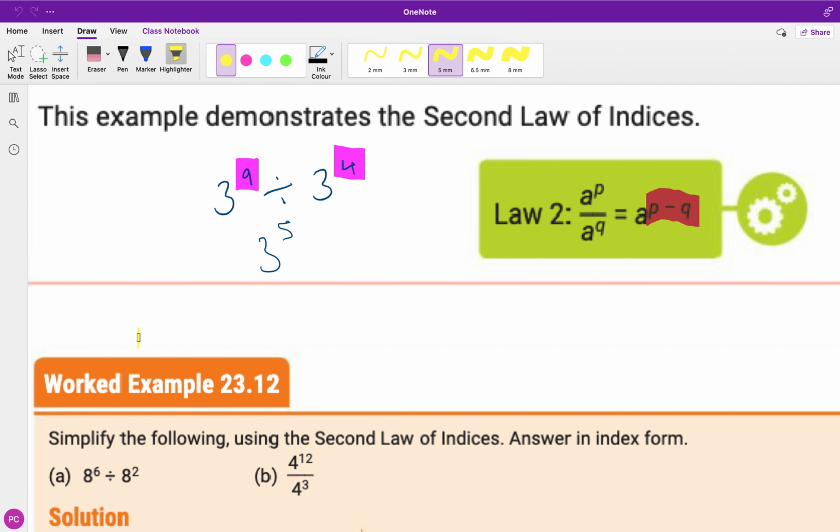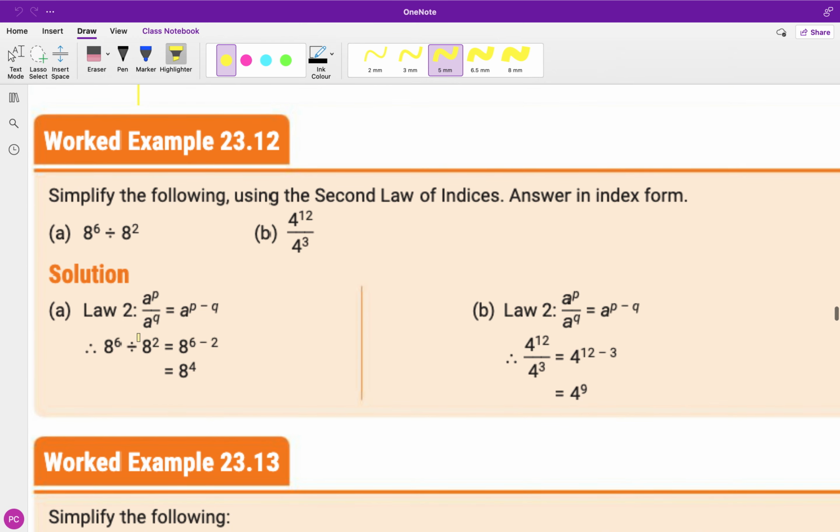So the first law, if you're multiplying, you're going to add the powers. If you're dividing, you take away the powers. So look at a couple of examples I put in for you here out of the textbook. If I have 8 to the power of 6 and 8 to the power of 2, I'm going to have 6 minus 2, which gives you 8 to the power of 4.